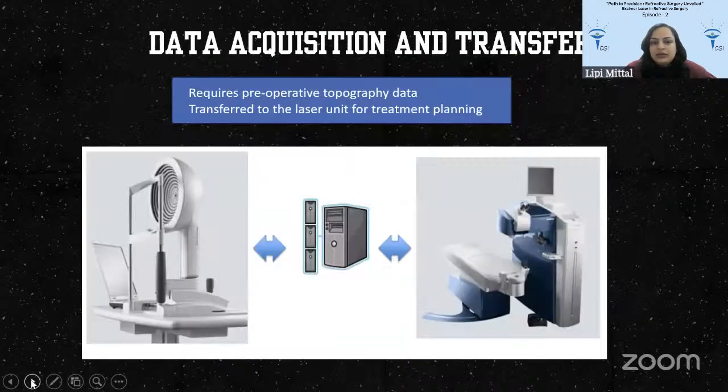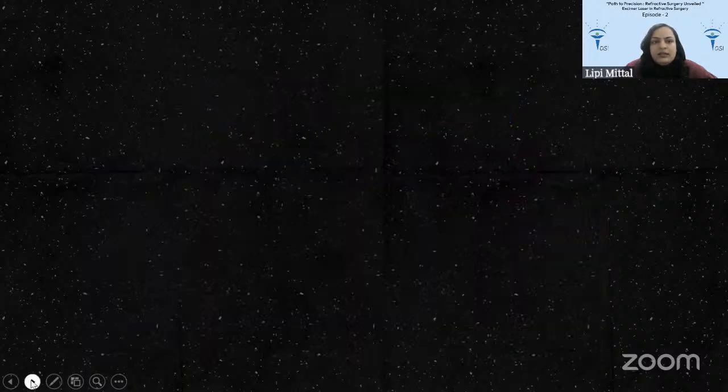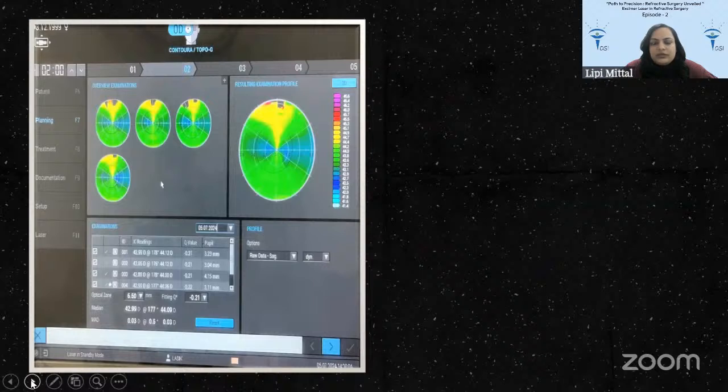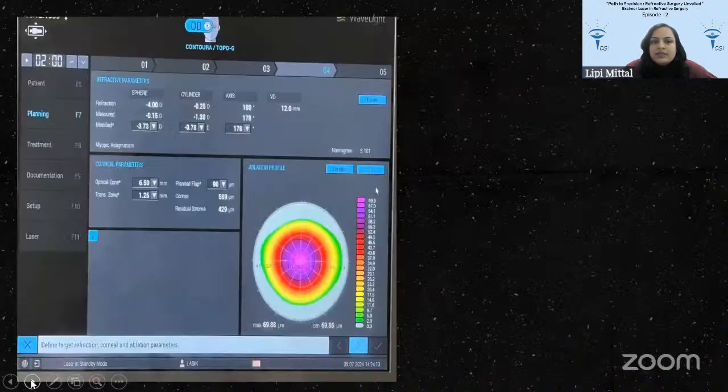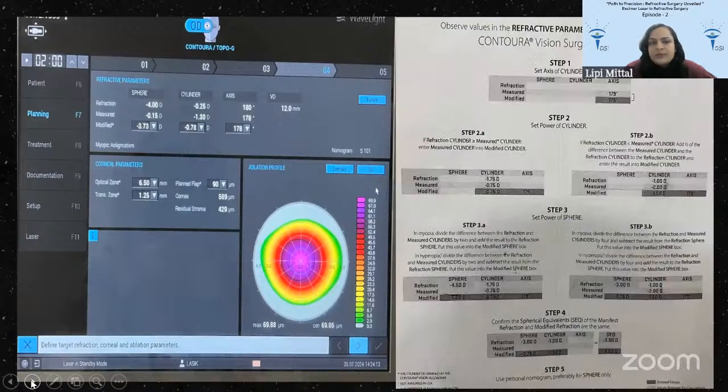Now, this is basically for Contoura. Topolyzer acquires all the corneal parameters, and the data is transferred to the laser unit for treatment planning. This is the data which has been transferred from the Topolyzer, and we have to enter the subjective refraction. This is the measured refraction which has been entered, and according to the nomograms, we have to modify the refractive error, and this is the ablation profile which includes lower order as well as the corneal aberrations.